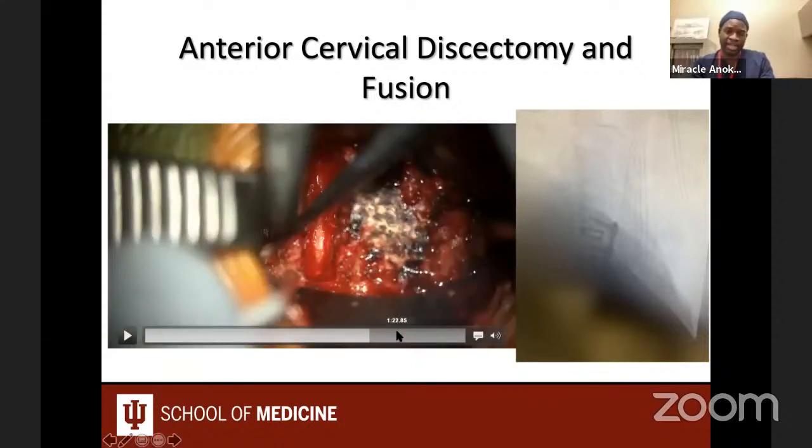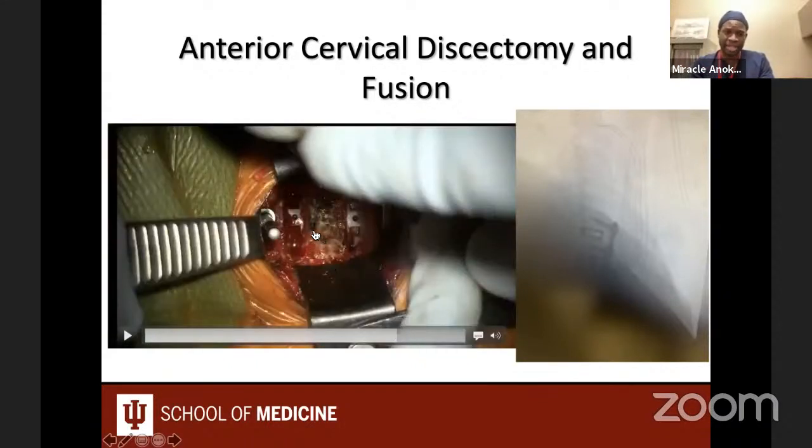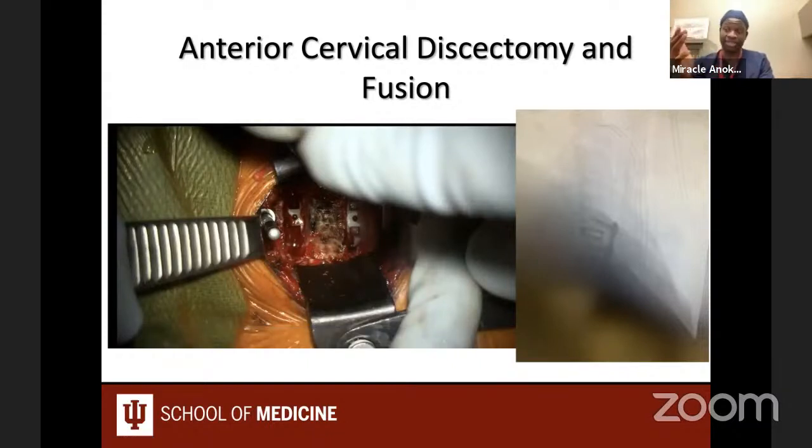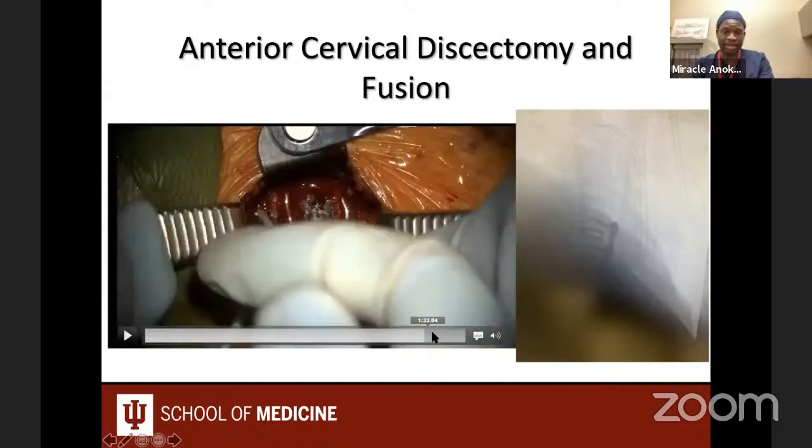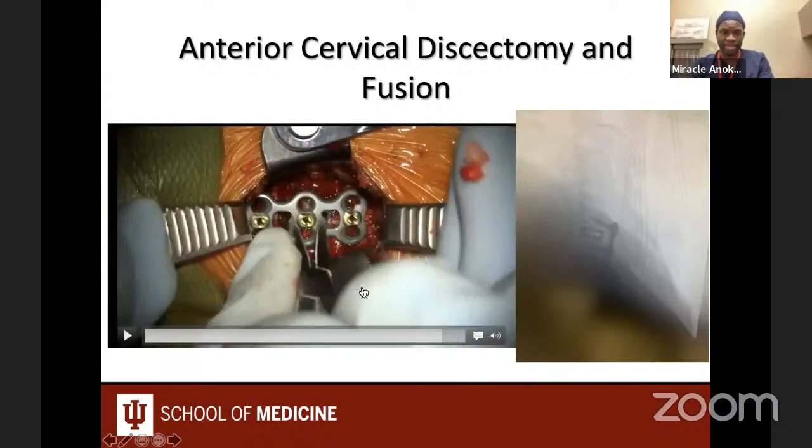So you go in, you've taken out the disc, you decompress each of the nerve roots, and you've put your grafts in there to maintain and restore the height of the disc space and the height of the foramen itself, thereby further decompressing the nerves. You take all your retractors out and you put a plate across that and you secure that plate with screws.